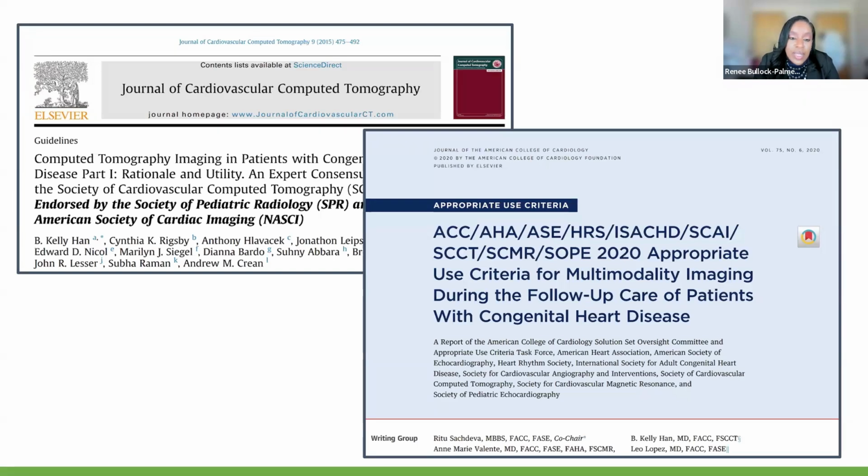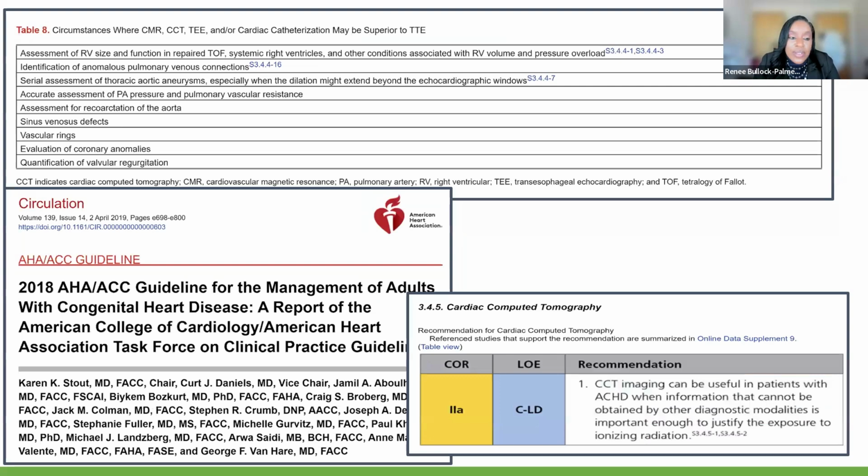More recently, there is a 2020 ACC appropriate use criteria for multimodality imaging in these congenital patients. And that's really looking at things from a 30,000-foot view in terms of managing these patients. And of course, choosing what type of imaging, be it echo, TEE, CMR, or CCT in these patients. With regards to the clinical aspect of managing these patients, the 2018 ACHA guidelines is really a go-to document for these patients.